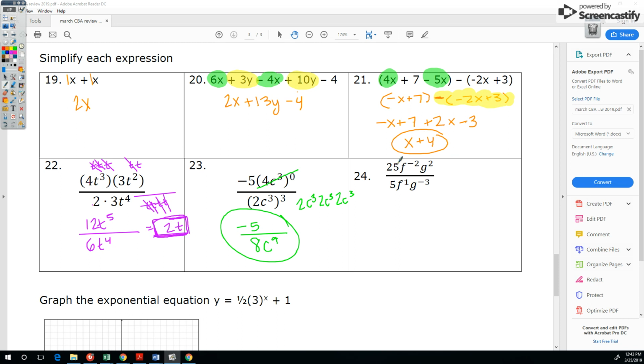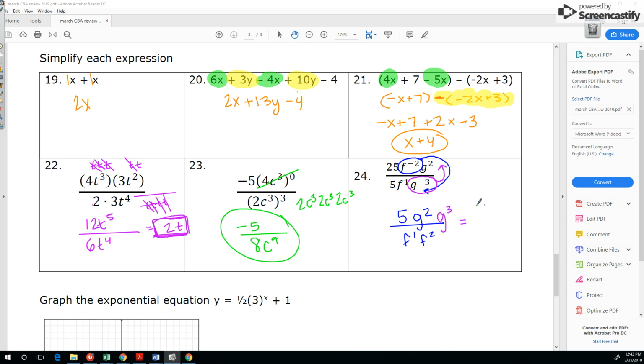Okay, and last exponent problem, I have 25 divided by 5 is 5. When I have a negative exponent in the numerator, I move it to the denominator and make it positive. And when I have a negative exponent in the denominator, I move it up to the numerator and make it positive. So this becomes 5g to the fifth, adding those exponents, divided by f to the third. g and f are different variables, so I cannot simplify that anymore.